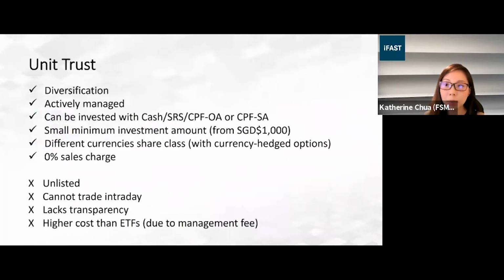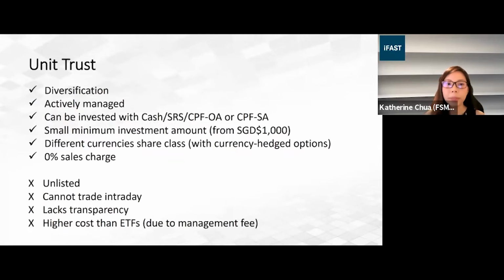So I've summarized some of the benefits as to why people invest in unit trusts. Not only are they actively managed, they can also start with a very small investment amount. Investors can even use their CPF or SRS monies to invest as well. And some funds provide a currency hedge option, which aims to reduce the fluctuations between the underlying currencies, the investment currency and the portfolio currency. So this reduces the FX movement in the portfolio affecting your returns.